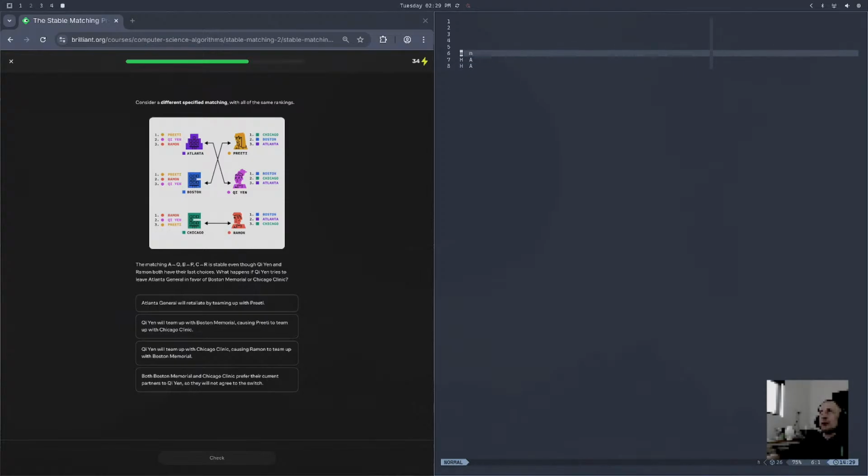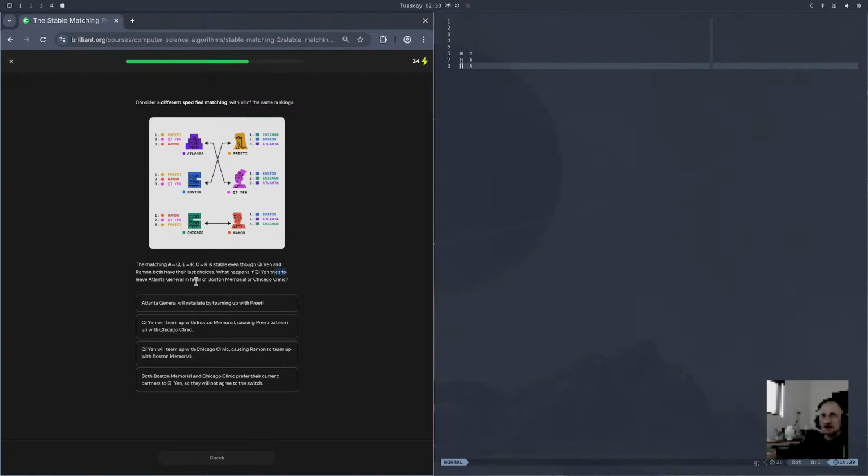So the problem is that all three of these hospitals are happy or meh, whereas the candidates are meh or angry. So the only one that might defect is Atlanta, and Atlanta wants Peretti but cannot get Peretti because they're the third choice. So they're not going to defect from Kiyen, so this is stable. All right, matching AQBPCR is stable even though Kiyen and Ramon both have their last choices.